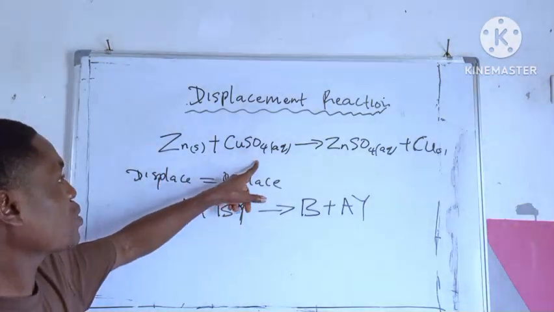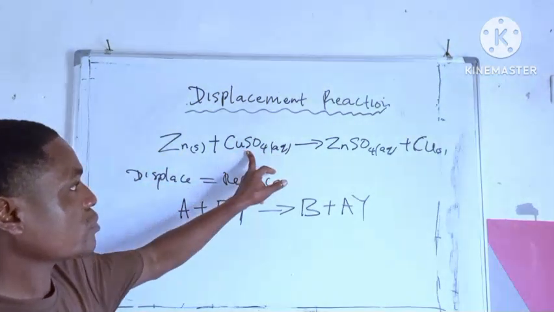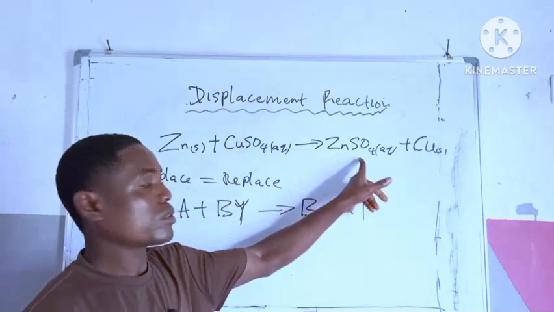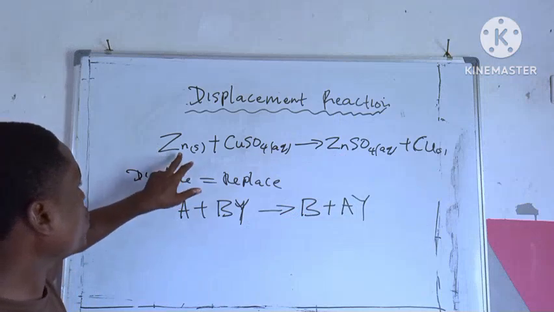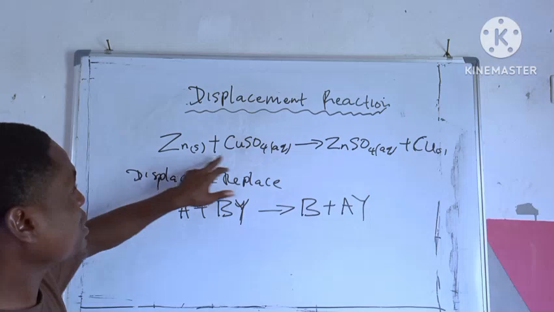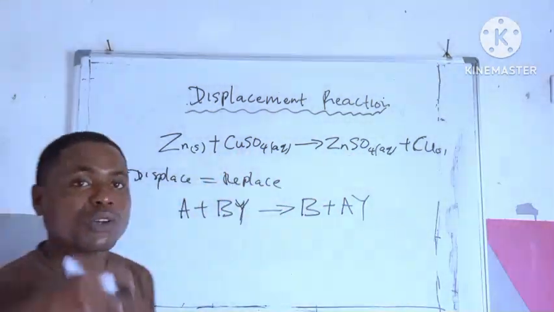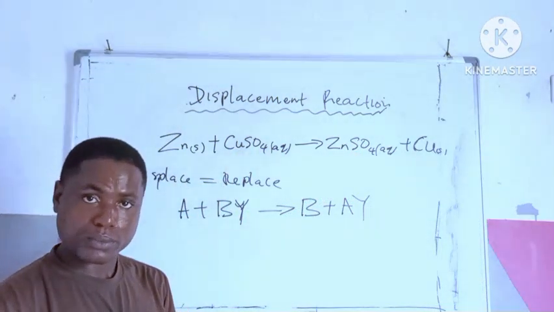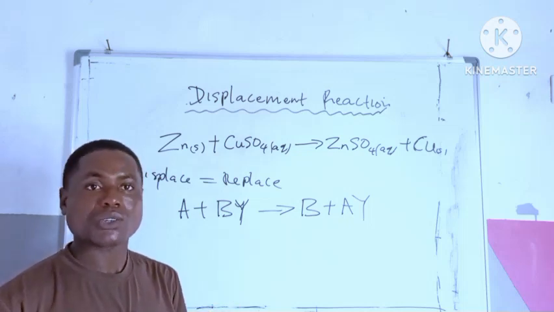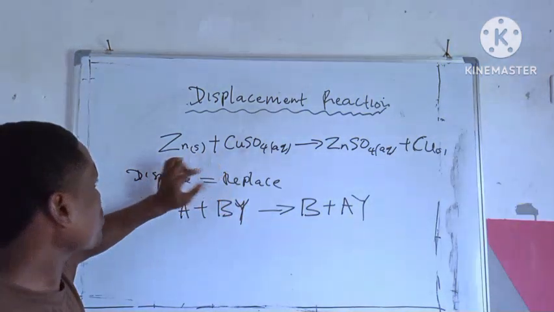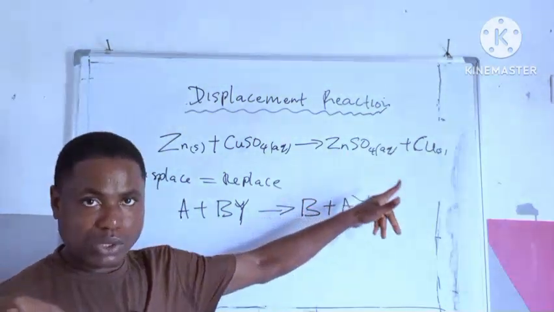Now let's look at this chemical equation. You will see that zinc is reacting with copper sulfate to form zinc sulfate and copper. So you can see zinc replaces copper. Look at it. Meaning that zinc is more reactive than copper. Zinc is more reactive than copper, and also zinc is more electropositive than copper.